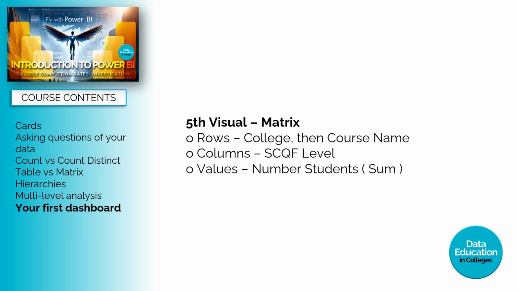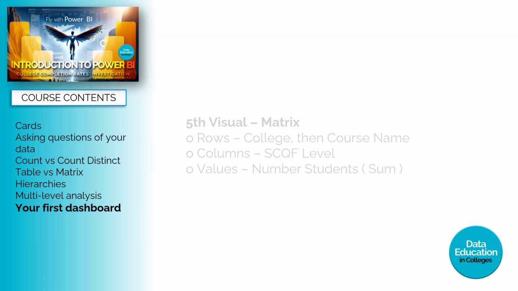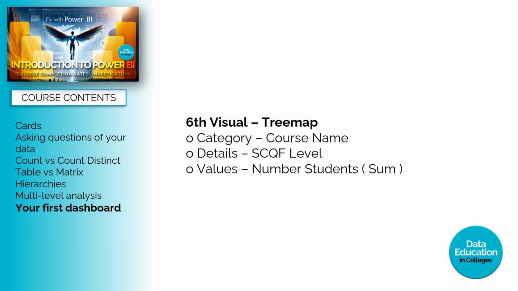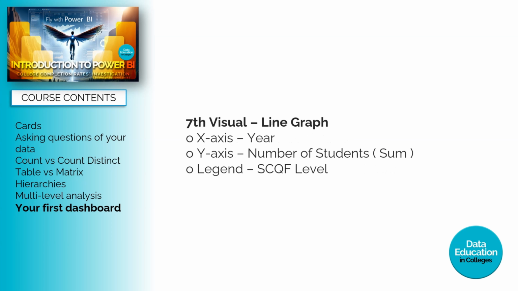Fifth one, matrix, rows, college, then course name, columns, SCQF level, values, number of students. Sixth visual, tree map, we've not used that, let's see. Category course name, details, SCQF level, values, number of students. And the last one, a line graph, x-axis year, y-axis number of students, legend, SCQF level.